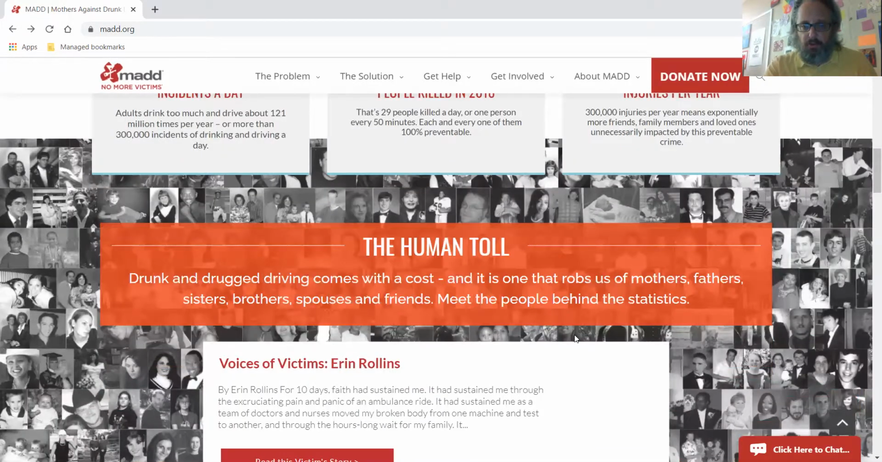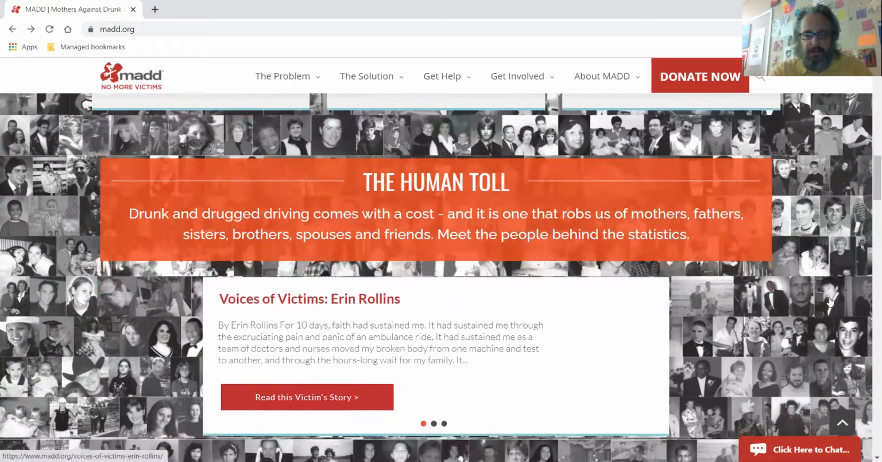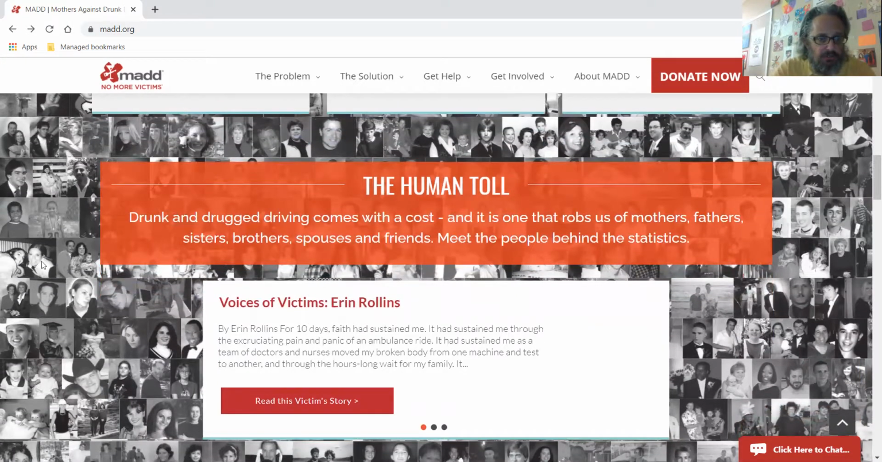This is the human toll, right? And these pictures, you want to talk about pathos? Looking at that collage of images, those people that have died because of this, see their faces. Here's a name. Here's a victim. Here's a person that suffered because of this. Here's the voice of a victim. That is a personal connection.